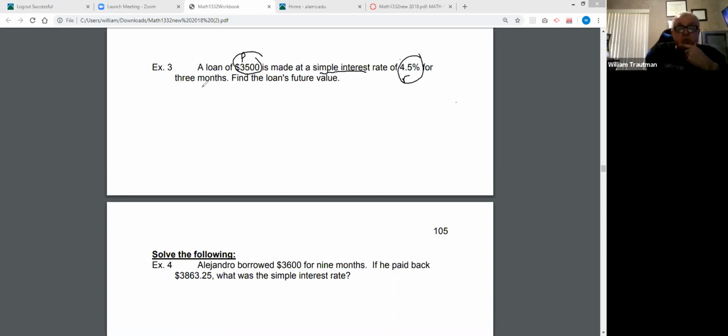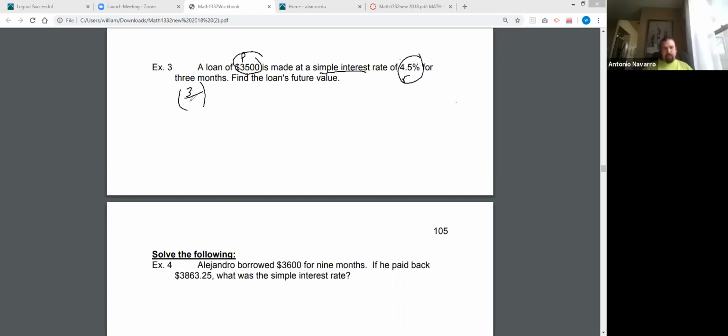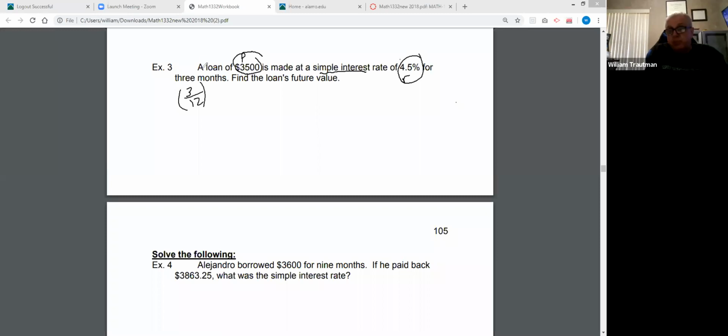It says for 3 months. And 3 months, you have to change it to years. So what am I going to change 3 months to as a fraction? 1/4. Or 3 over 12, which is the same thing as 1/4. Do you see? 3 months, and there are 12 months in a year. So 3 over 12 is the same thing as 1/4.